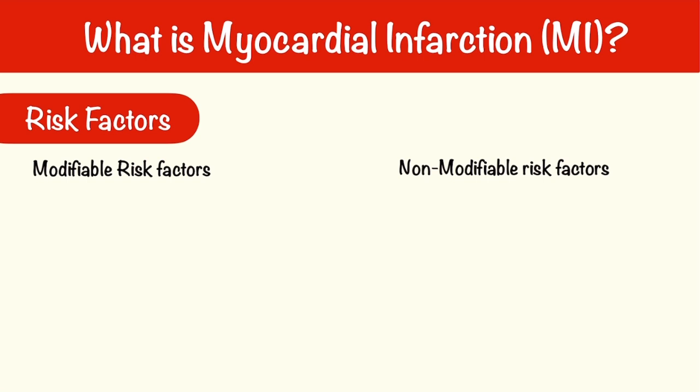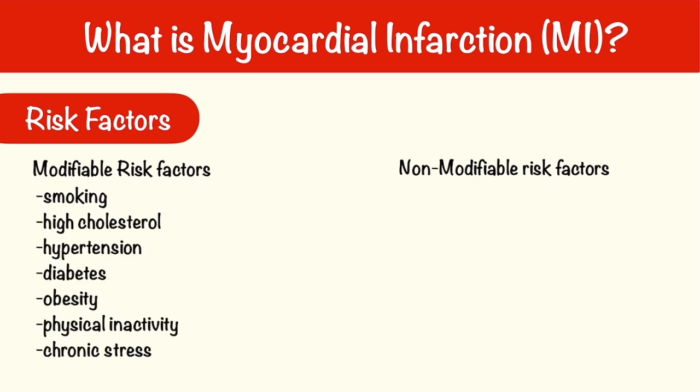Alright, so let's start taking a look at what are the modifiable risk factors for MI. Let's start with smoking. We all know smoking is bad, but it also damages blood vessels, reduces oxygen in the blood, and promotes plaque buildup. High cholesterol. Excess LDL, also known as bad cholesterol, contributes to plaque formation in arteries. Hypertension, also known as high blood pressure, increases the workload of the heart and damages arterial walls.